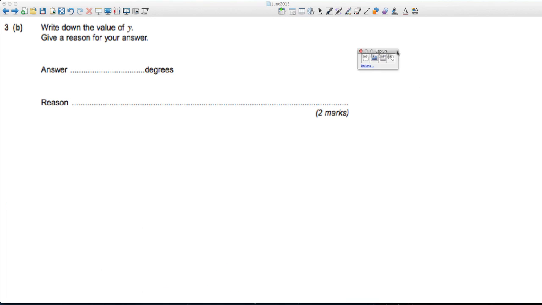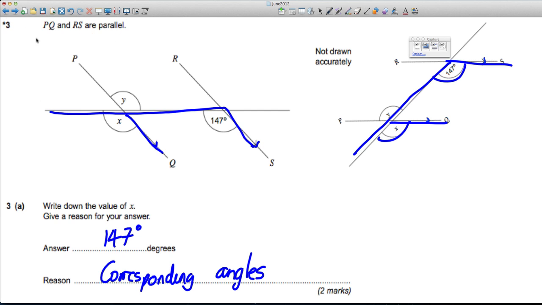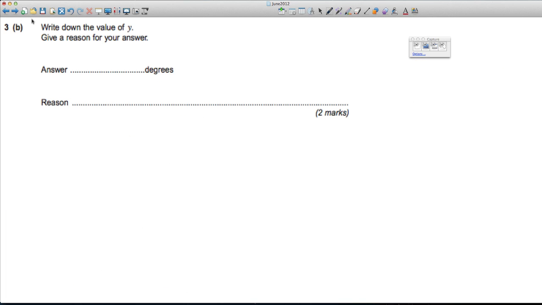Okay, next one. Work out the value of y, state the reason for your answer. Going back, if you know this one here is 147 degrees, well, y is also 147 degrees because it is vertically opposite. Or you could say that it is alternate to this one, because there's a sort of backward z going on here. So it's one of the two. I would probably just keep it simple. I would say it's 147 degrees, and I would say it's vertically opposite x.